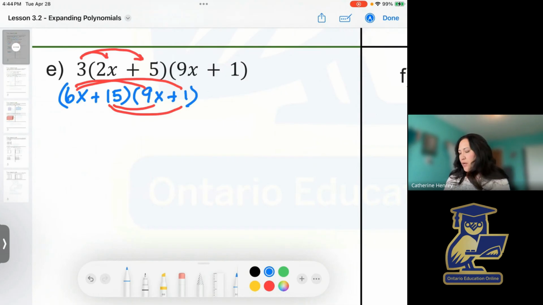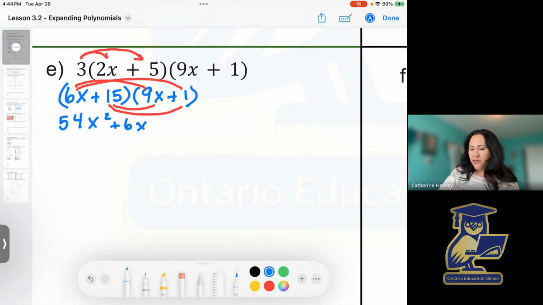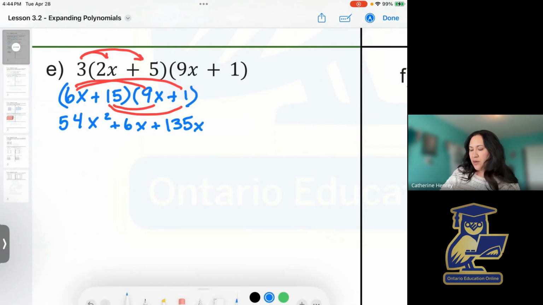So let's try and keep track here. We're going to end up with some pretty big numbers. So 6x times 9x is going to give me 54x squared. Then I have 6x times 1, that's going to give me positive 6x. Then I have 15 times 9x, it's 135. And of course, I'm getting some of these from my calculator. And then 15 times 1, that's positive 15.